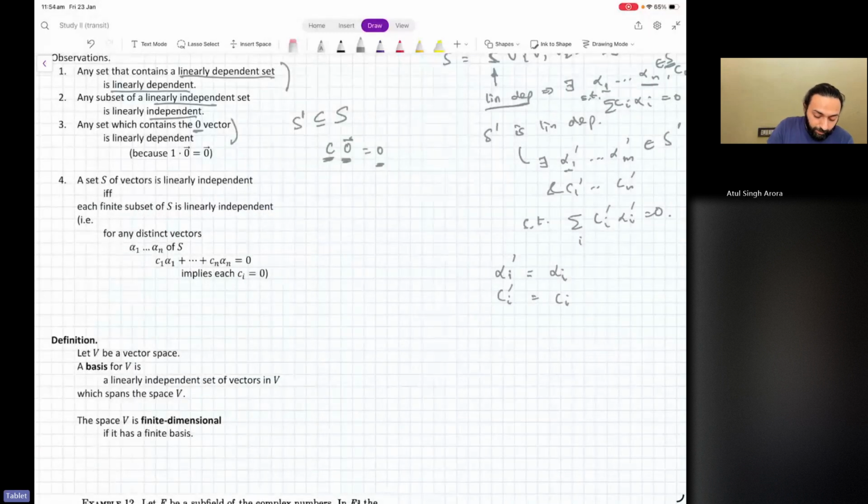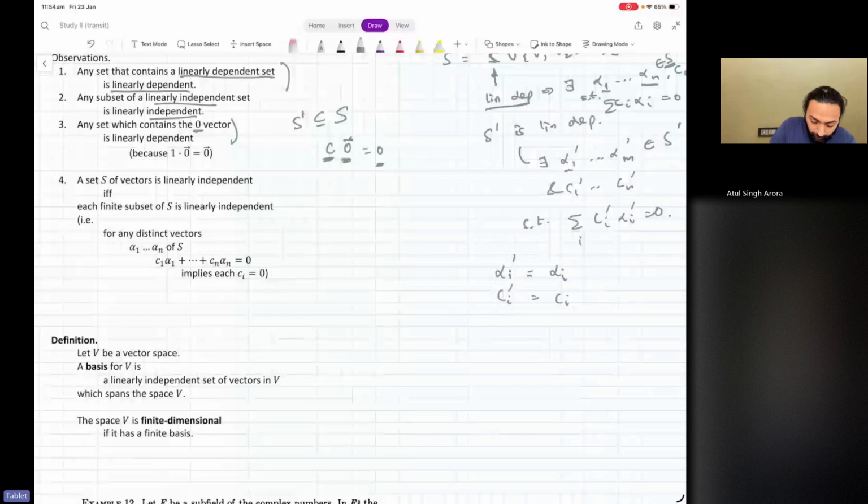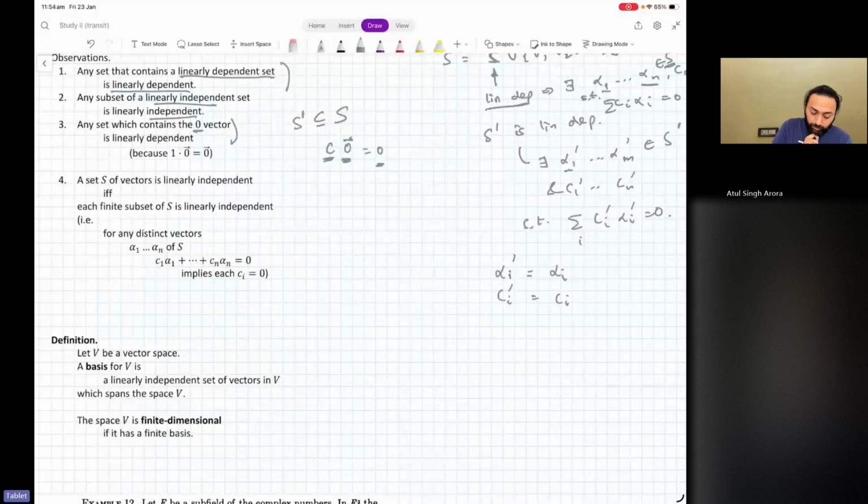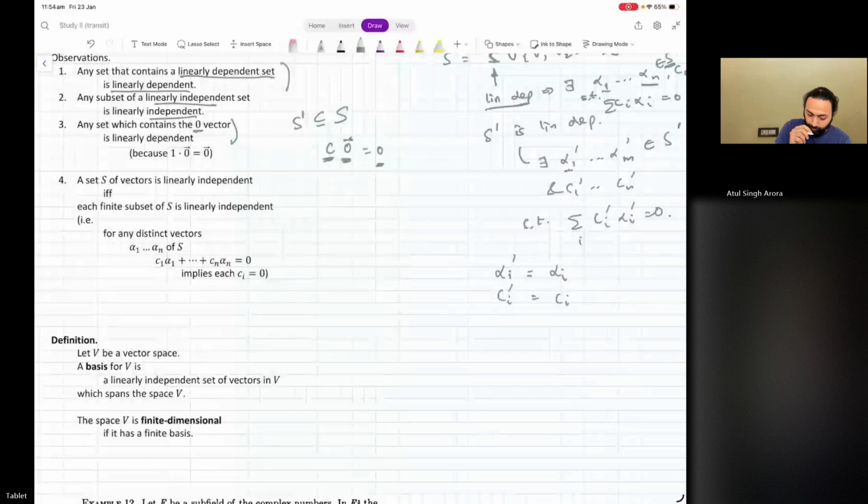And then, a set S of vectors is linearly independent if and only if each finite subset of S is linearly independent. Okay, so what is this saying? It is saying that you take a set S of vectors that is linearly independent.